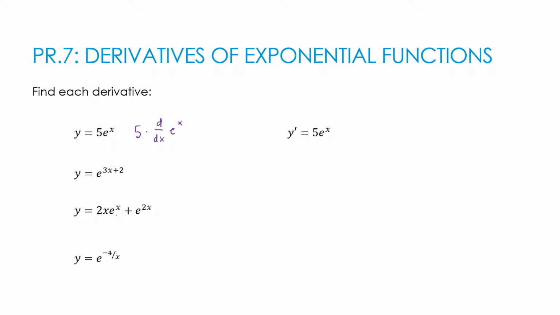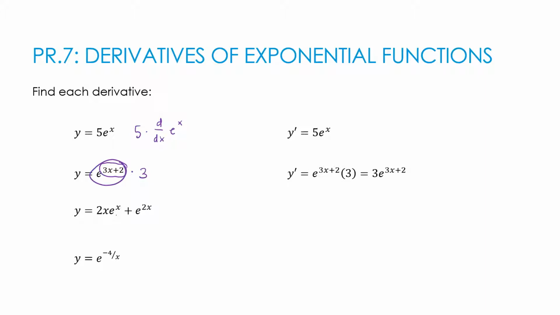For the second function, e to the 3x plus 2, the derivative is going to be e to the 3x plus 2, but then I'm going to multiply it by the derivative of 3x plus 2, which is 3. So my answer is 3 e to the 3x plus 2.